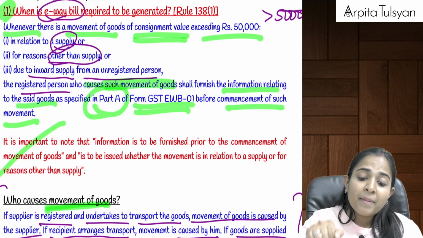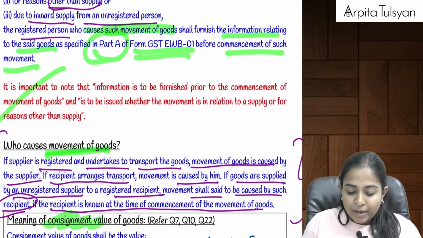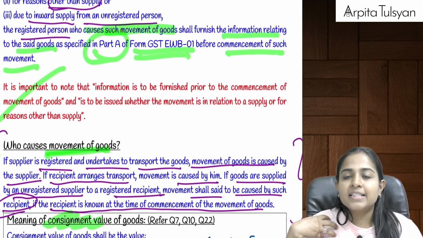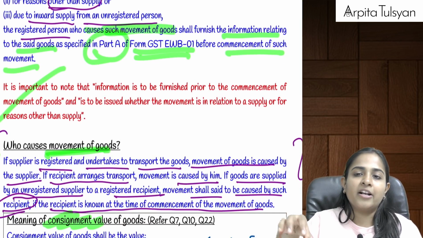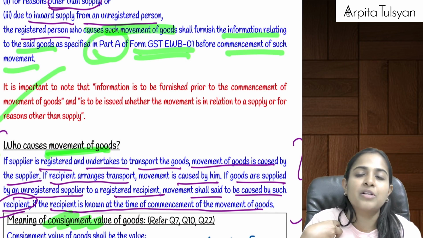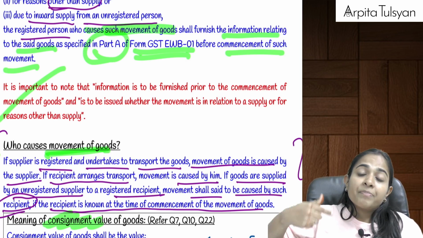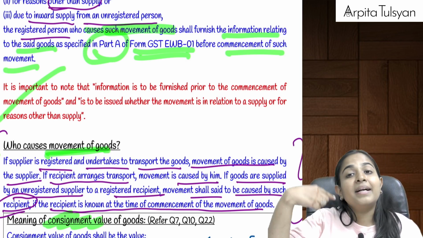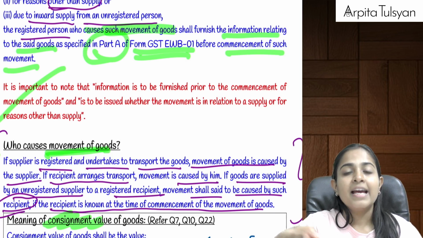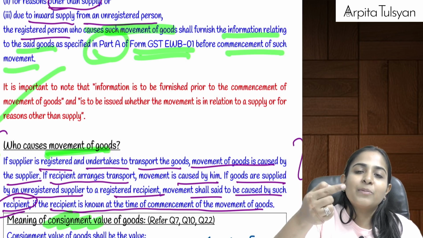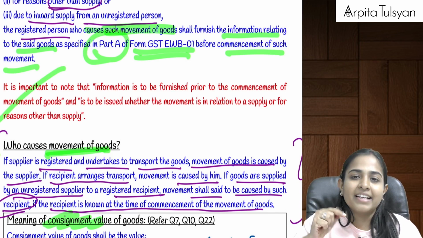Ma'am, what do you mean by the term causing the movement of goods? If the supplier is a registered person and he is undertaking the transportation of goods, then he is the person causing the movement of goods, so he will generate the e-way bill. If the supplier is unregistered but the recipient is a registered person, then the recipient is the person causing movement of goods and he will generate the e-way bill.